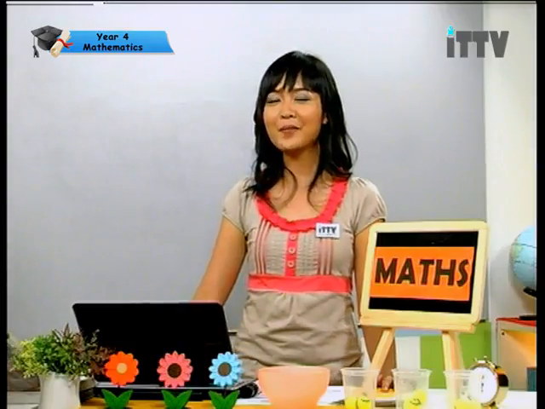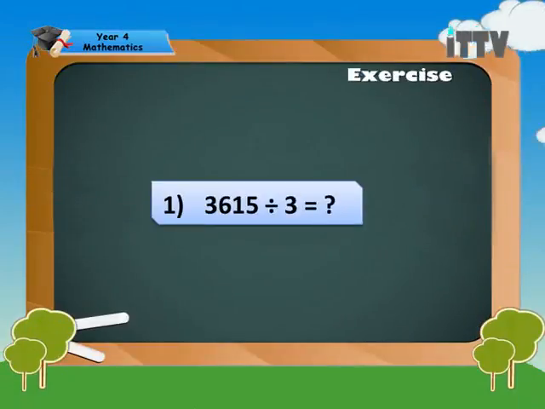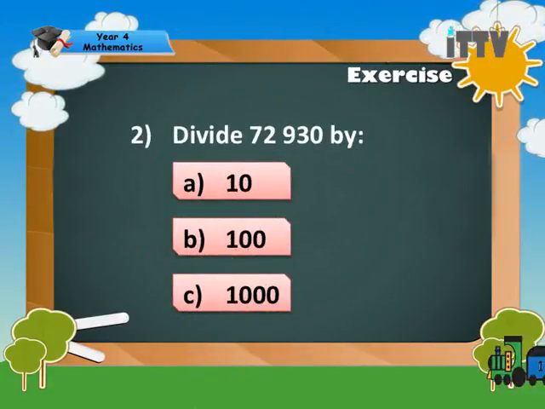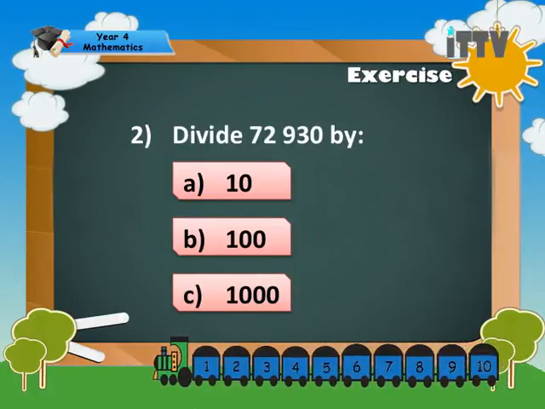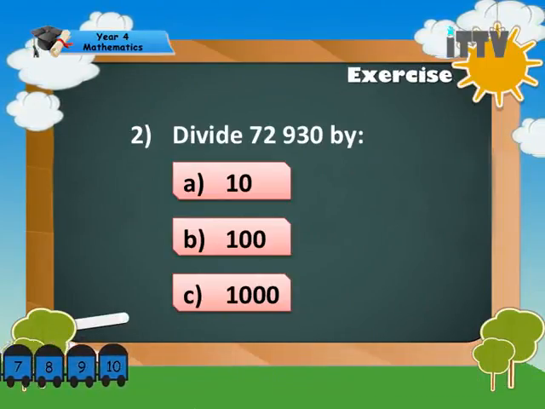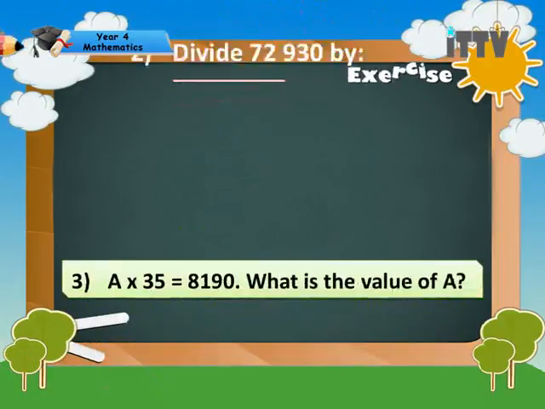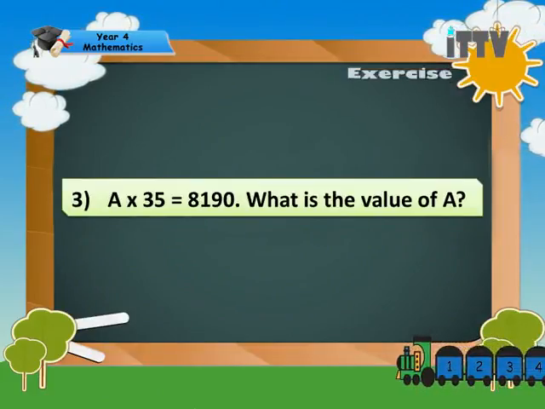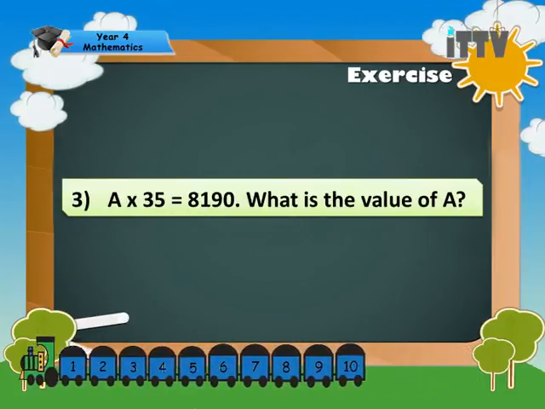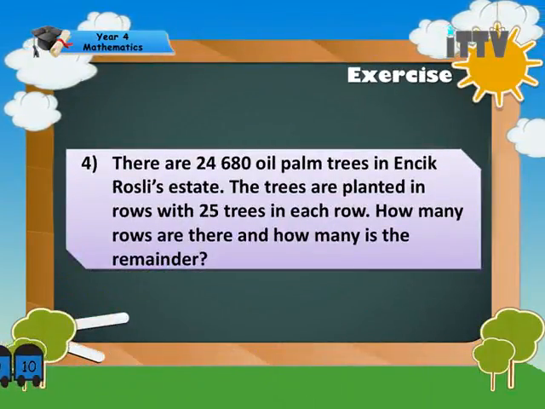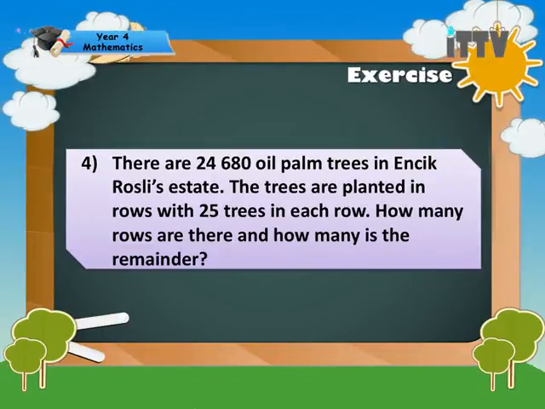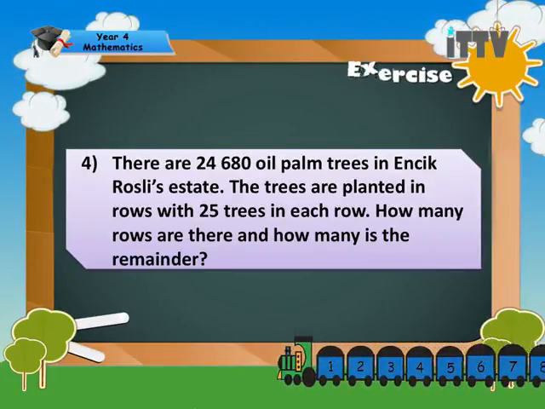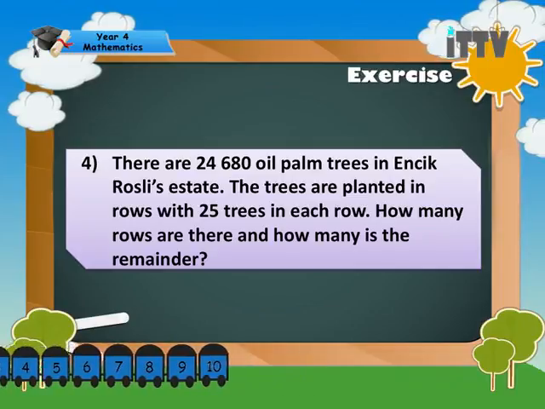Now let's grab the pen and paper because here come some questions for you to try. Question 1. 3,615 divided by 3. Question 2. Divide 72,930 by A, 10, B, 100 and C, 1,000. The third one. A times 35 equals 8,190. What is the value of A? And the fourth question. There are 24,680 oil palm trees in Encik Roslie's estate. The trees are planted in rows with 25 trees in each row. How many rows are there? And how many is the remainder?